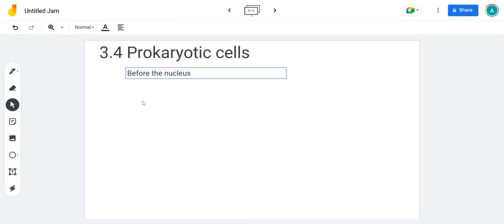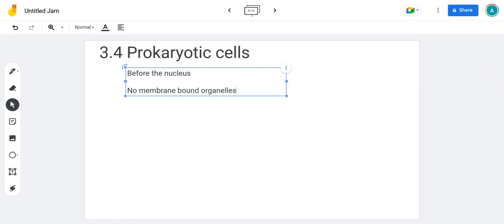This is 3.4, which is about prokaryotic cells. So first of all, what does prokaryote mean? It translates as before the nucleus. So prokaryotes evolved before the nucleus evolved. The definition of what they are is that they have no membrane-bound organelles.